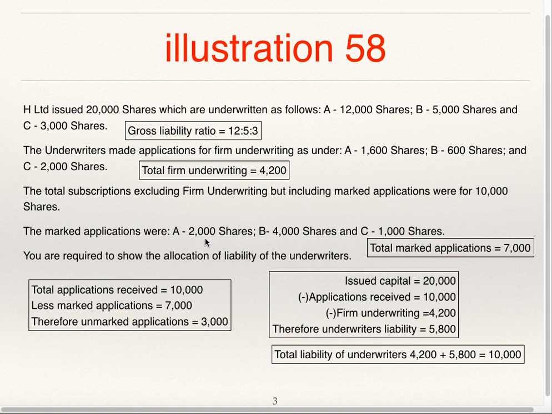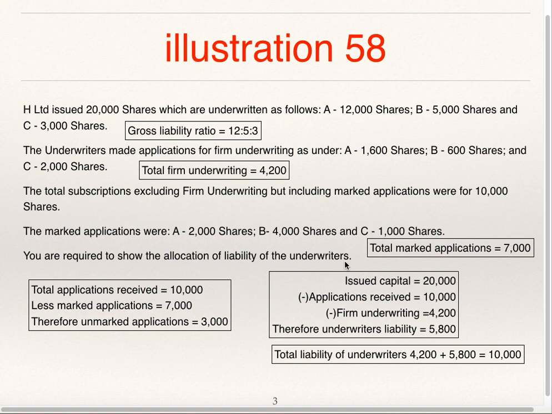Marked applications were A 2,000, B 4,000, C 1,000 shares. Out of 10,000 applications, whatever they have received, 2,000 applications have A's stamp, 4,000 applications have B's stamp, and 1,000 applications have C's stamp. These are marked applications. Total of marked applications 7,000, 2 plus 4 plus 1. You are required to show the allocation of liability of underwriters.